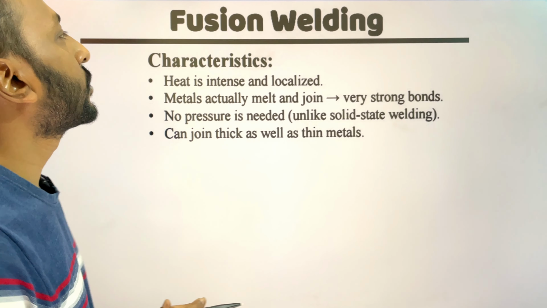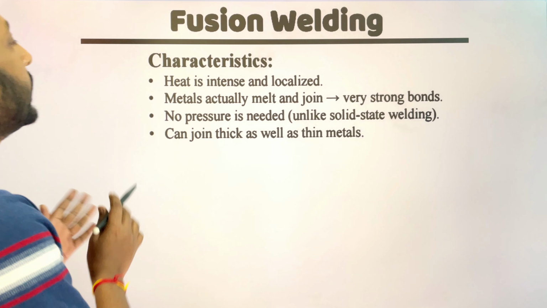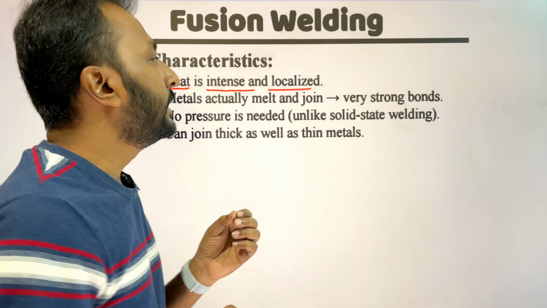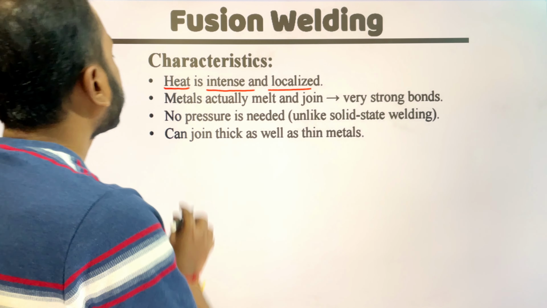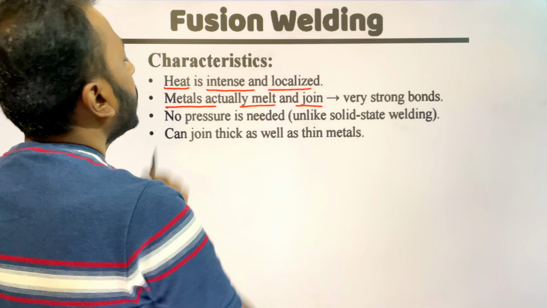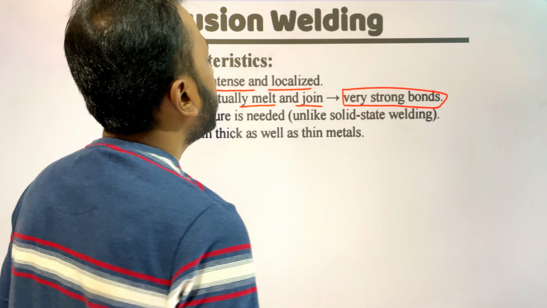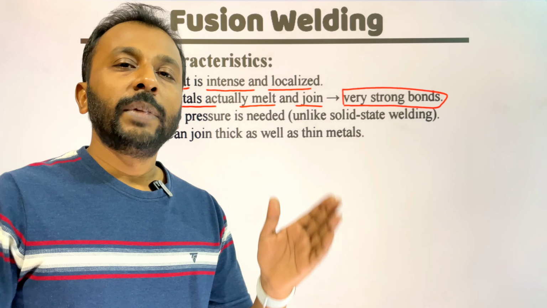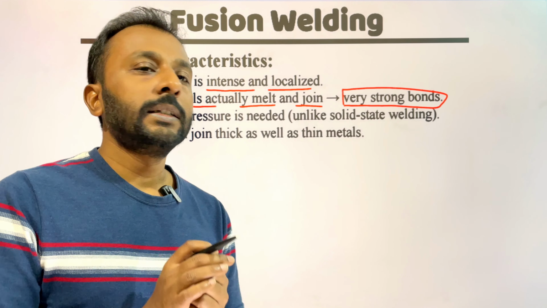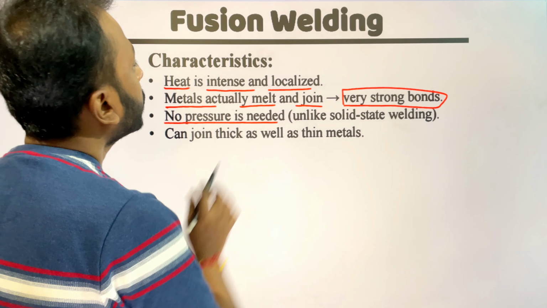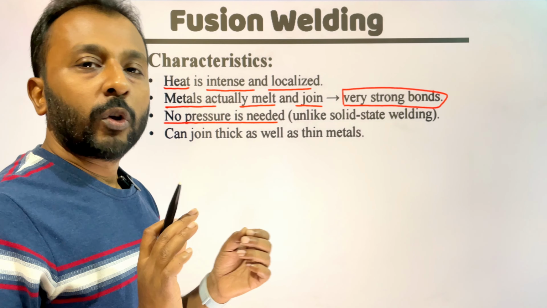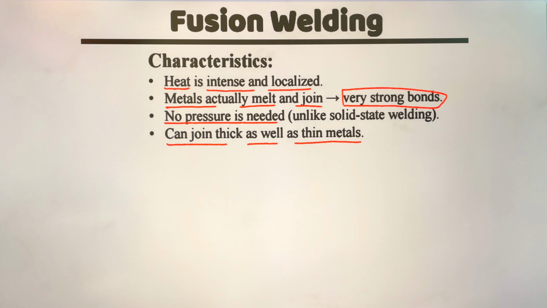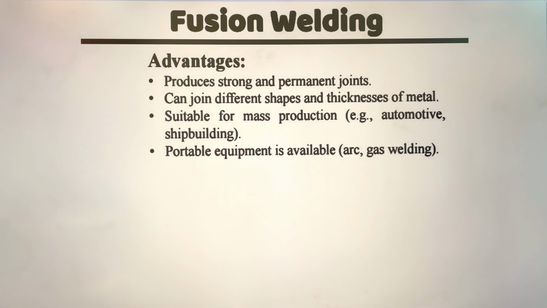So these are the characteristics of the fusion welding process. What we are doing? We are heating. Heat is intense and localized. We are heating a localized portion. Metals actually melt and join with very strong bonds. I have told earlier that when we melt the metal, it mixes with each other and we get a strong bond. No pressure is needed, so that's why this is called a non-pressure welding process, and it can join thick as well as thin metals. We can join both thick and thin metals in the fusion welding process.